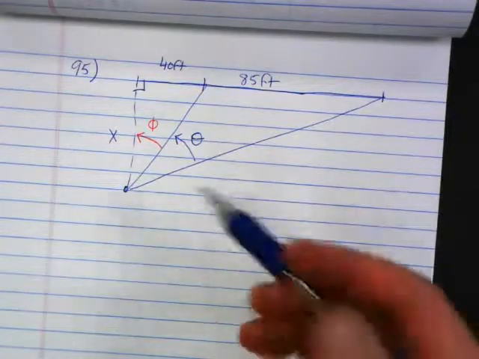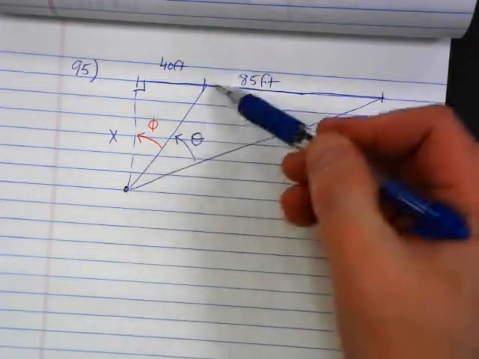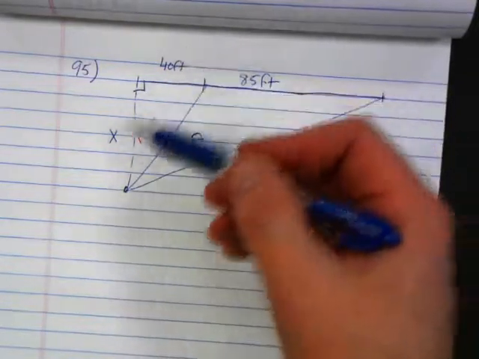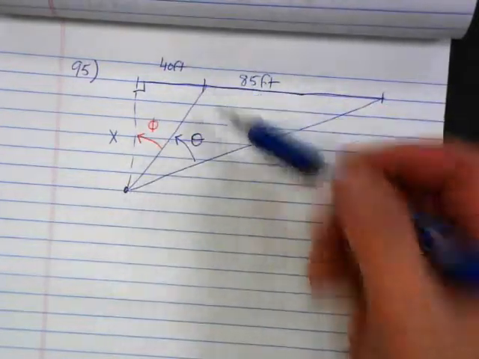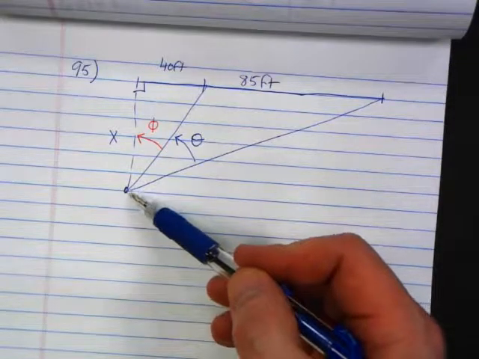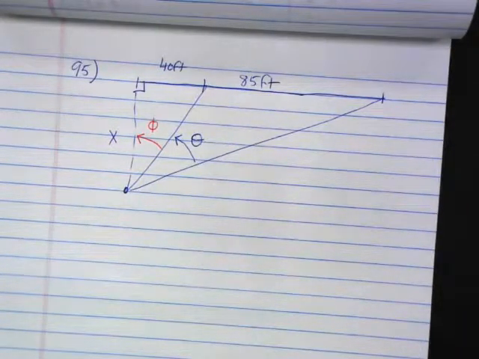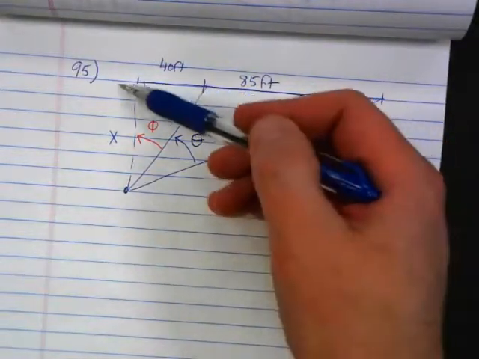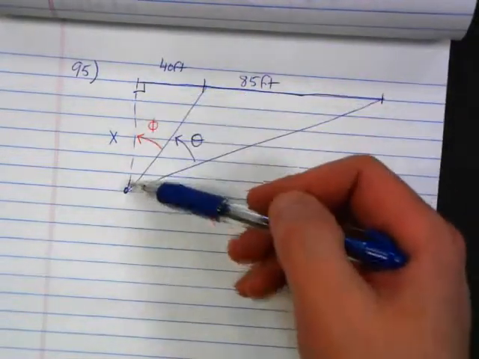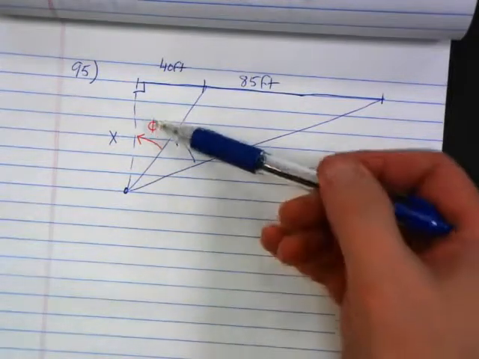I could find the hypotenuse of this one using the Pythagorean theorem. I don't think that's particularly helpful, though, because that triangle there is not a right triangle. Let's start with the easy little right triangle here. What can you tell me about x and this angle phi that we drew?